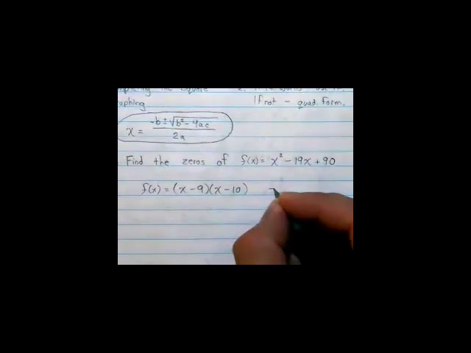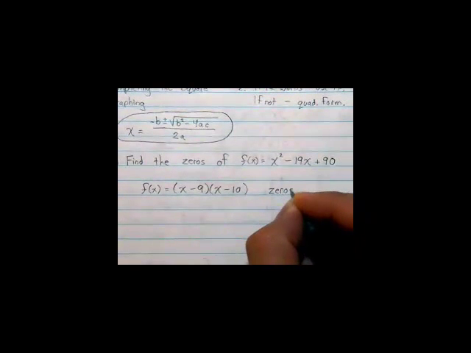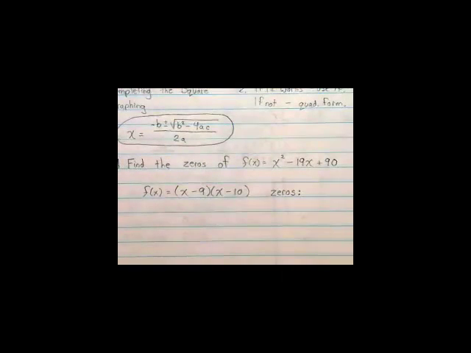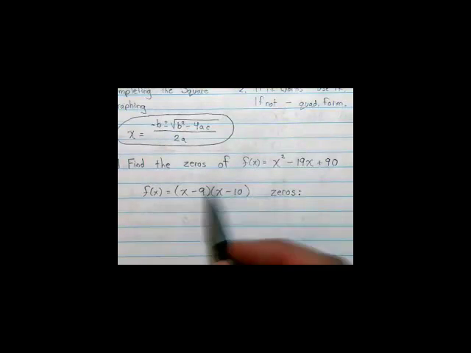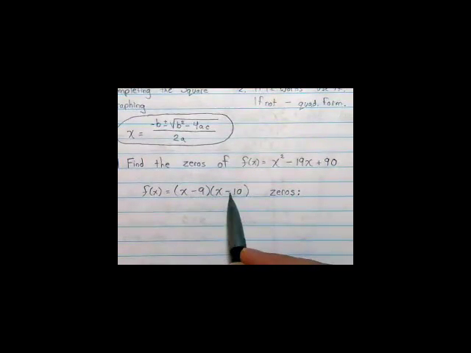So then what are the zeros? What numbers, when I plug them into that, make the equation come out to 0? 9 and 10. Positive 9 and positive 10. Okay? So it's always the opposite of whatever the sign is on these guys. Positive 9, positive 10.